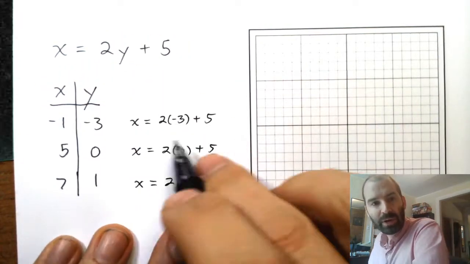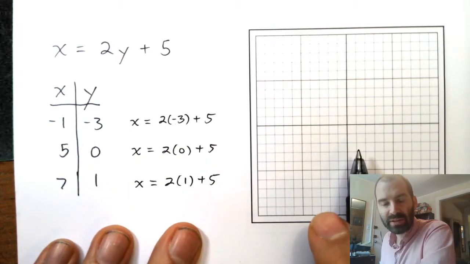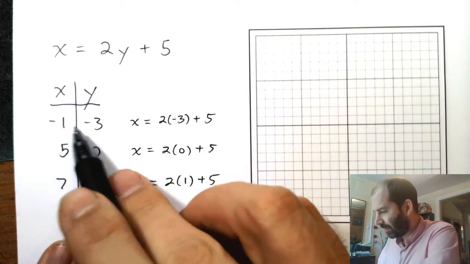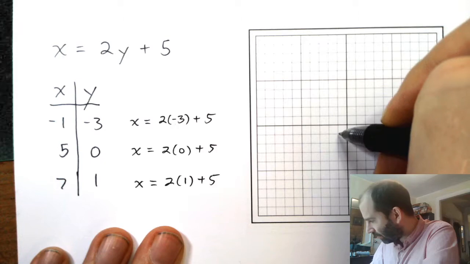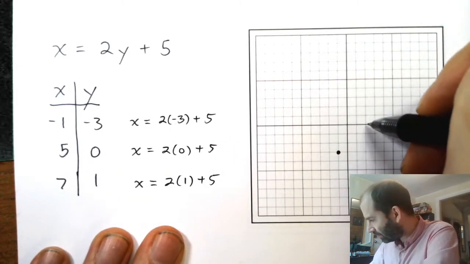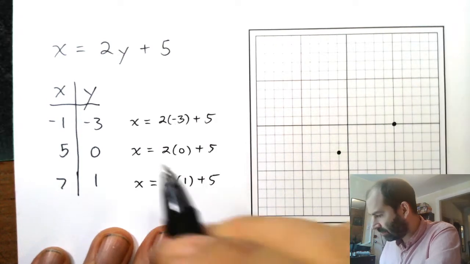Cool. All right, so now we can plot these. Go ahead and plot these. Let's check our work together. All right, so pause the video. 3, 2, 1. All right, so here we go. Negative 1, negative 3. 5, 0. And 7, 1.